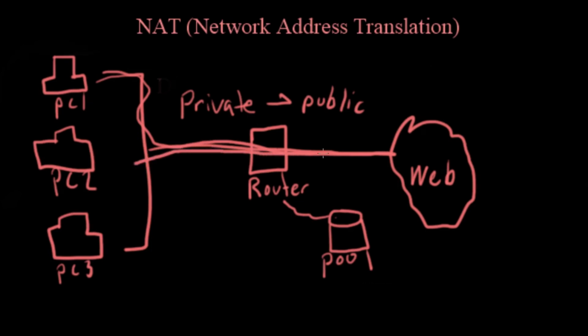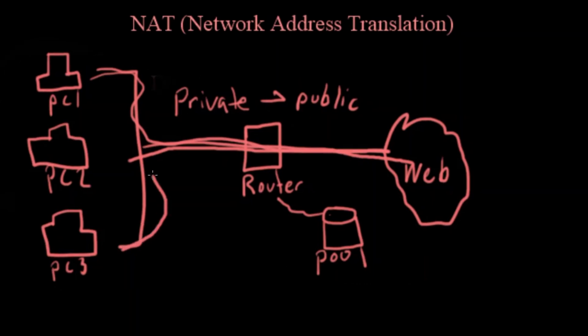If PC2 needed to access the internet, the router will take its IP address and swap it with a public IP address from its pool. The same story with PC3.